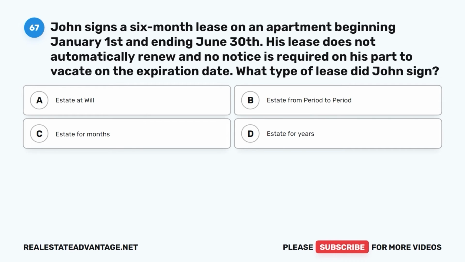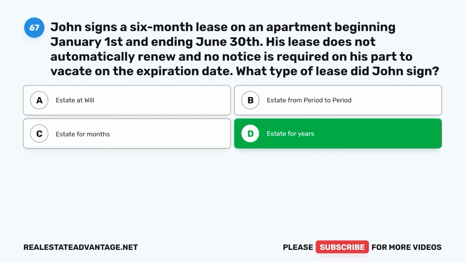Question 67. John signs a 6-month lease on an apartment beginning January 1st and ending June 30th. His lease does not automatically renew, and no notice is required on his part to vacate on the expiration date. What type of lease did John sign? A. Estate at will, B. Estate from period to period, C. Estate for months, D. Estate for years. The correct answer is D. Estate for years.